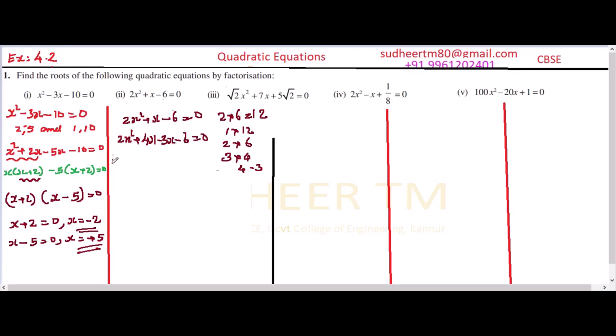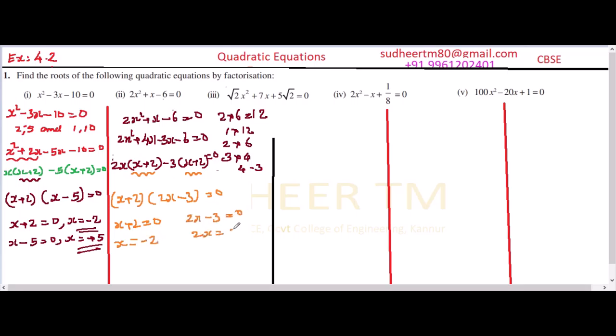Now here, 2x is common, 2x into what is remaining here, x plus 2. Minus 3 is common, into x plus 2 is equal to 0. Now taking the common factor x plus 2, and on the other side 2x minus 3, we get x plus 2 into 2x minus 3 is equal to 0, which makes x plus 2 is equal to 0, or x is equal to minus 2. Second one, 2x minus 3 is equal to 0, 2x is equal to 3, x is equal to 3 by 2. So these are the solutions here.